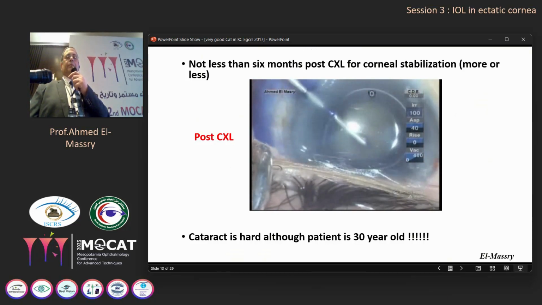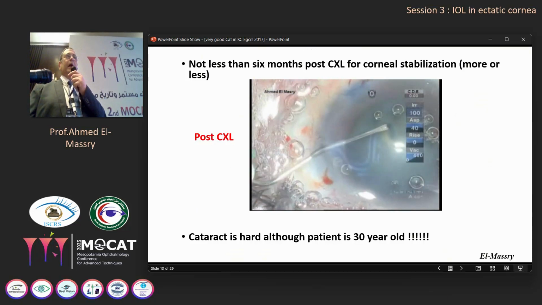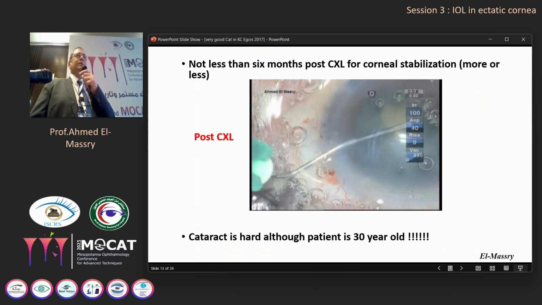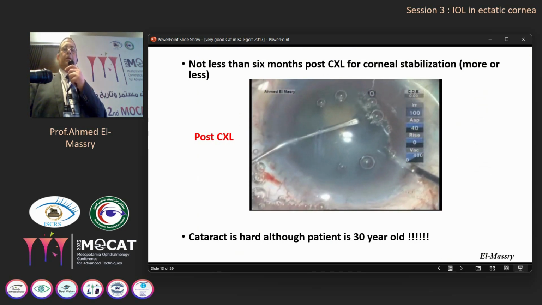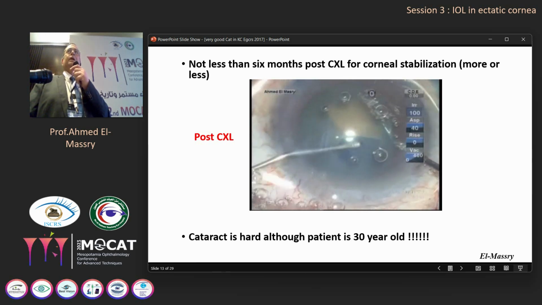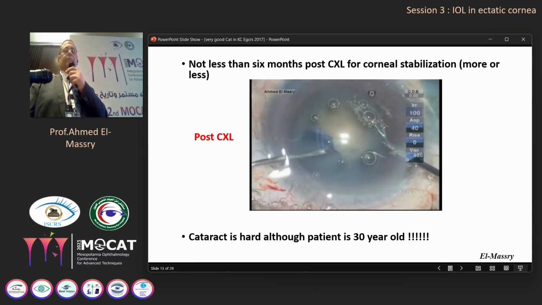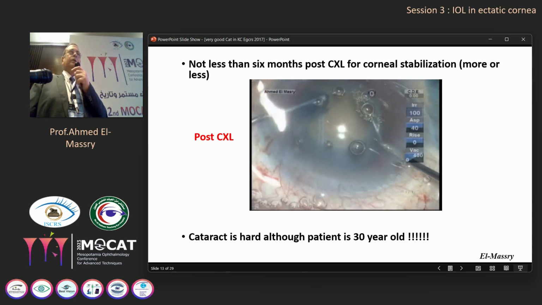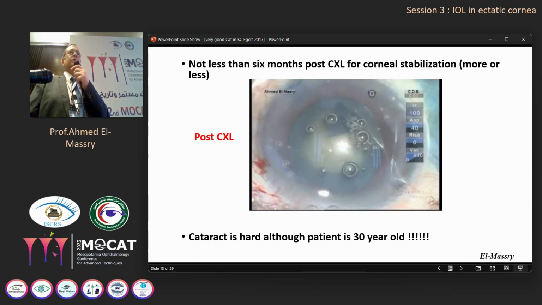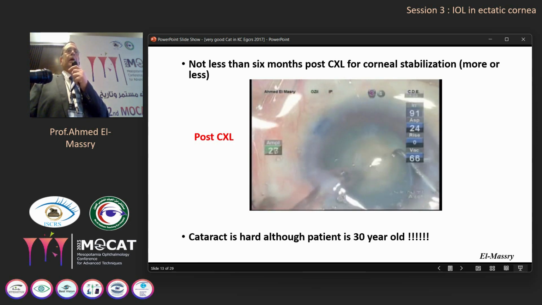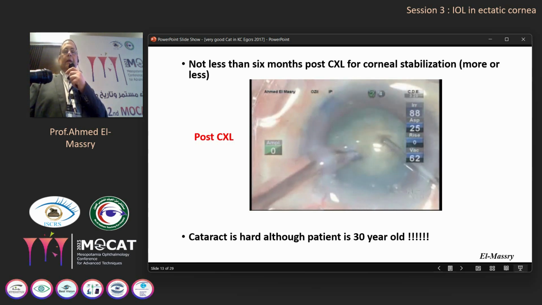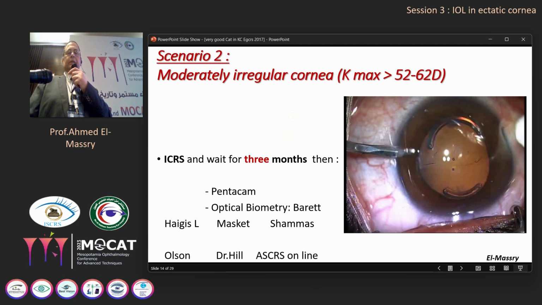He was -11 before the cross-linking, and it seemed that the riboflavin had been introduced in the AC, and the lens had been stiffened. So when you do the cataract, it's nearly a mature, hard cataract. So in spite of the young age, it needs a lot of energy and power, as you're going to see now, doing the chopping technique. So be careful about the history of previous cross-linking when you are doing cataract surgery for a patient. As you see here, the cataract is very hard and it needs a lot of power and chopping techniques.